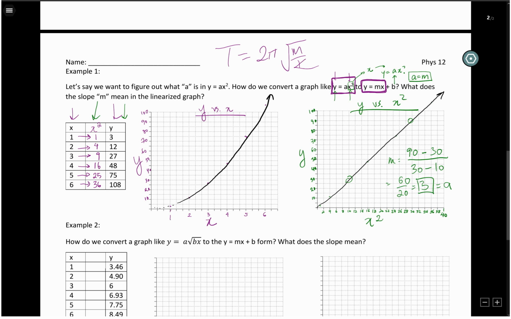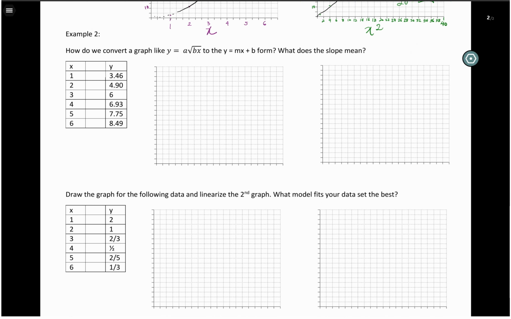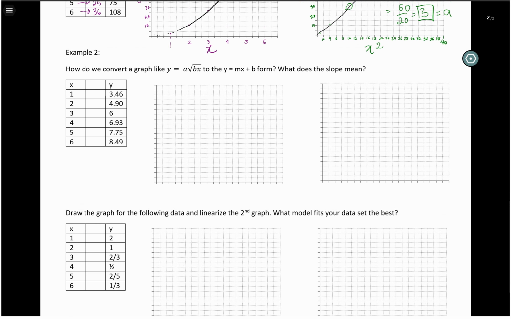When you know the slope, that allows you to figure out what these constants all mean. That's something we will take a look at later on. Before that, I'm going to give us a chance to do example number 2.